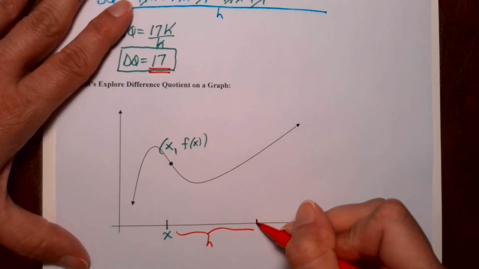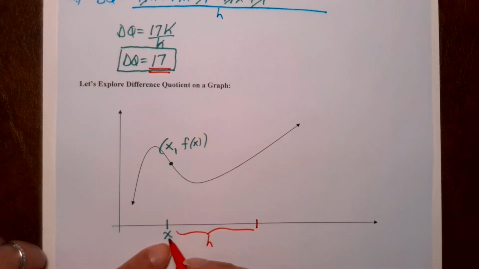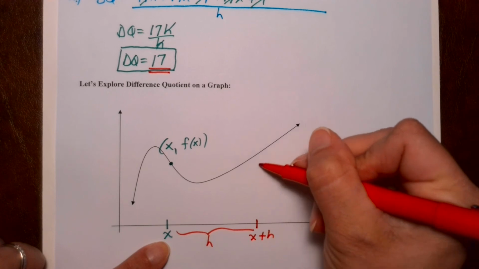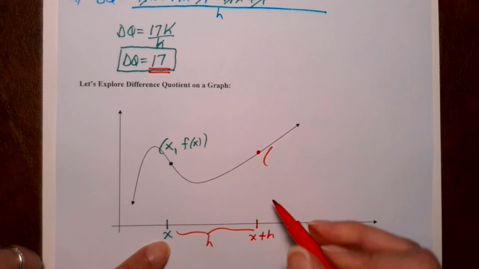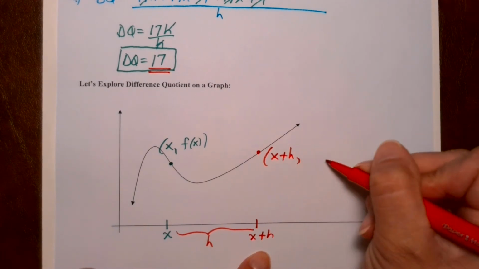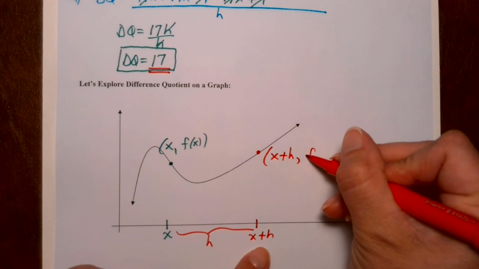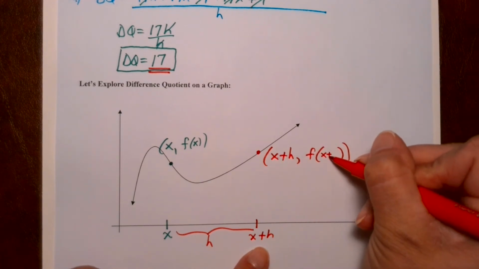So where are we now? This was a distance of x. I go a distance of h. So now we're at x plus h. And what point are we at right here? This is the point x plus h, comma, and then what's the y value for that? The y value is going to be f of that input, x plus h.